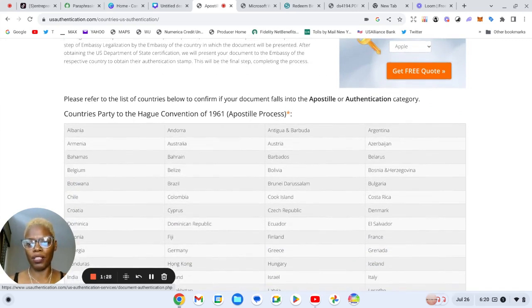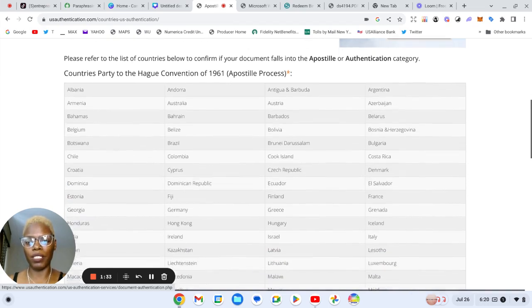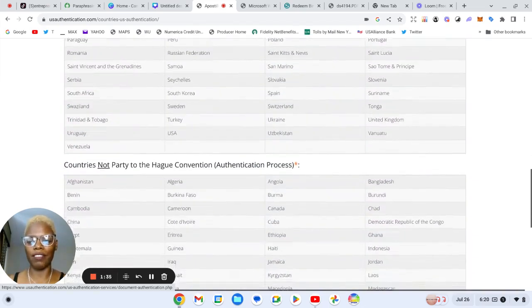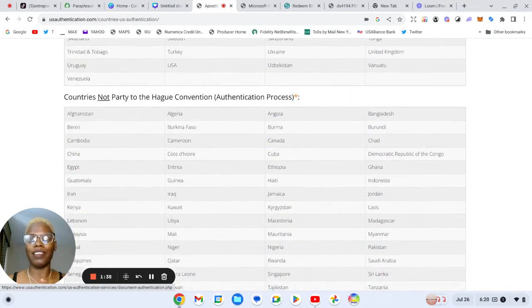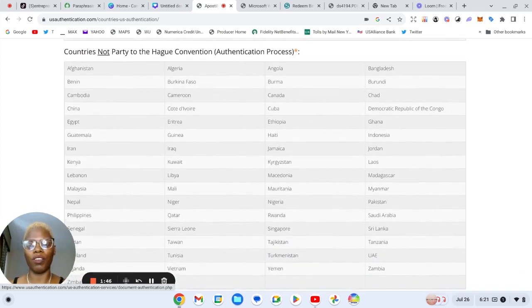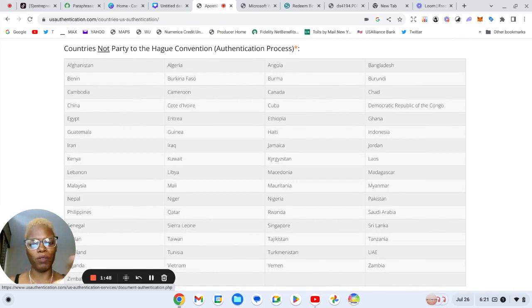So you've got the countries party to the Hague Convention of 1961 apostille process, which you'll see a whole list of names here. And when you scroll down, you're going to see the countries not party to the Hague Convention, the authentication process. This is a list that you can choose any one of these countries off of. The reason why we're doing this, I believe the whole point is we want our documents to be authenticated outside of the domicile, or let's say the jurisdiction of the United States government corporation. I believe that's what that's about.